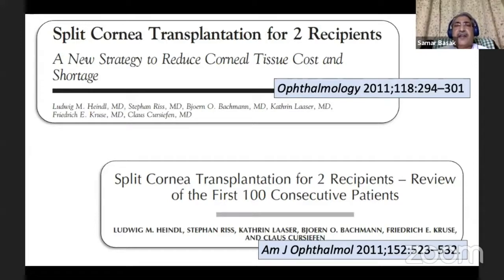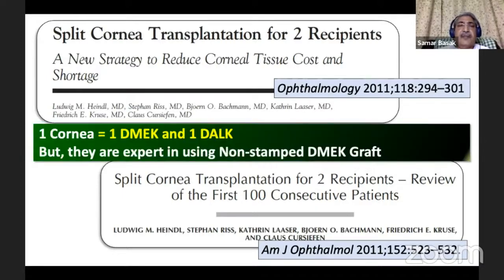Right now, Namrata has explained what is stamped and non-stamped, but for non-stamped, if you have an IOCT microscope, then it is easier to do. Otherwise, most people prefer a stamped DMEK donor graft. So one cornea for DMEK and that same cornea can be used for DALK.